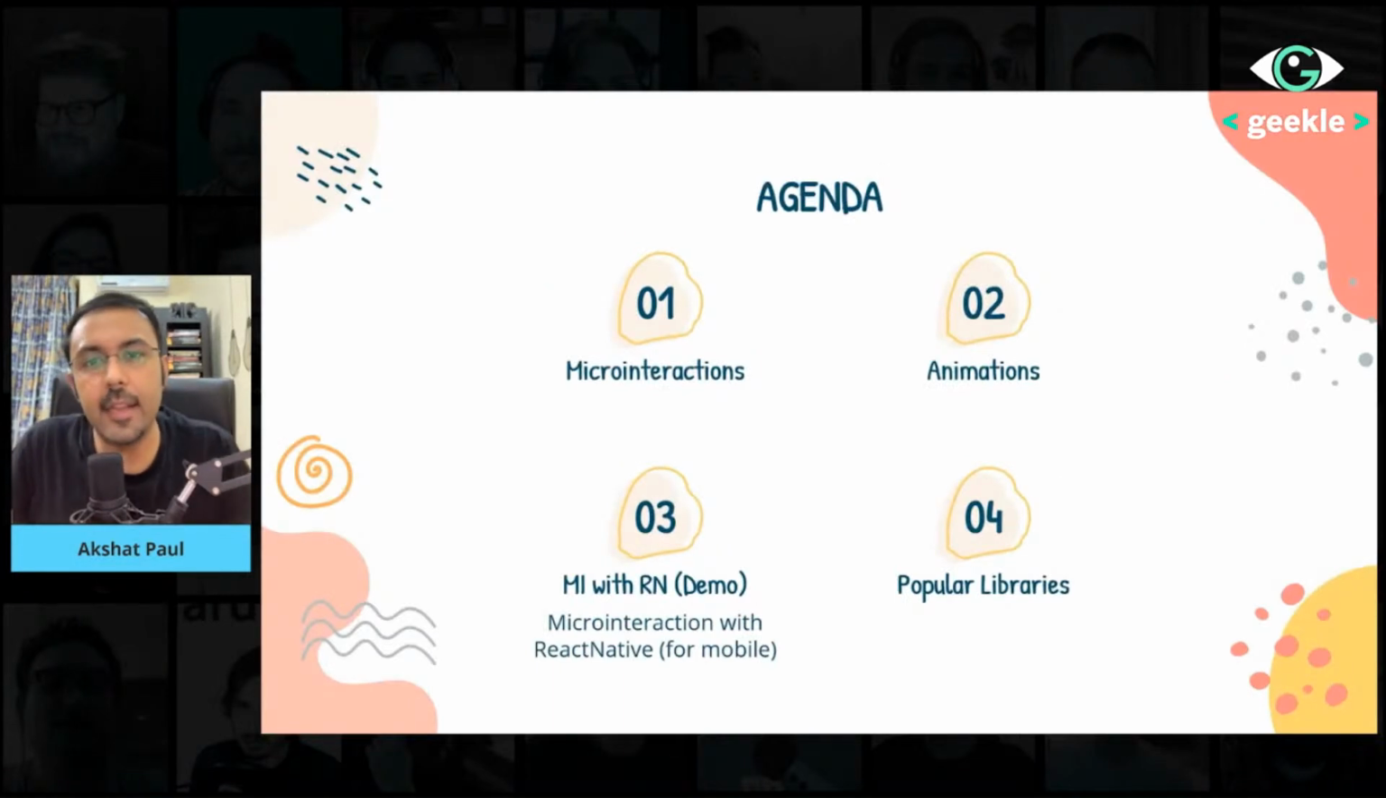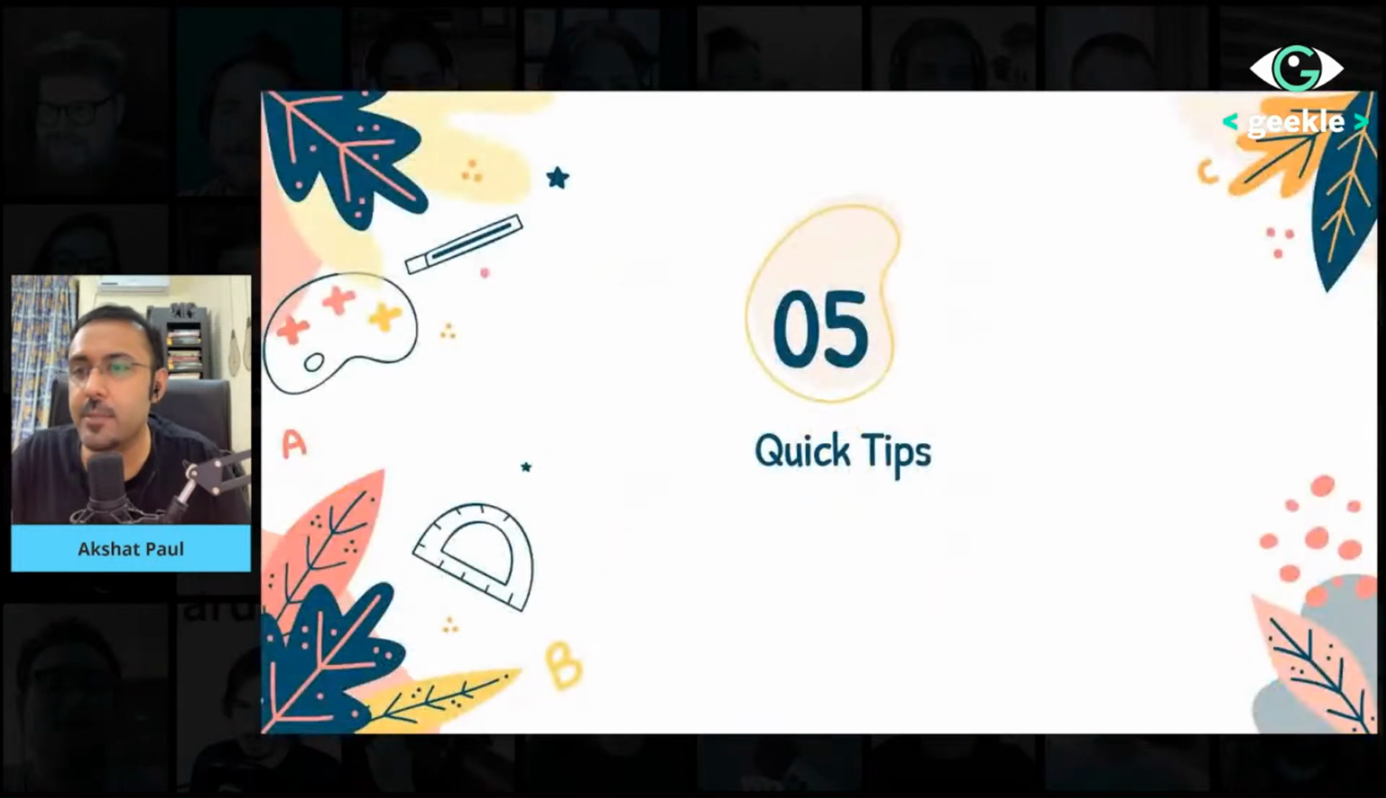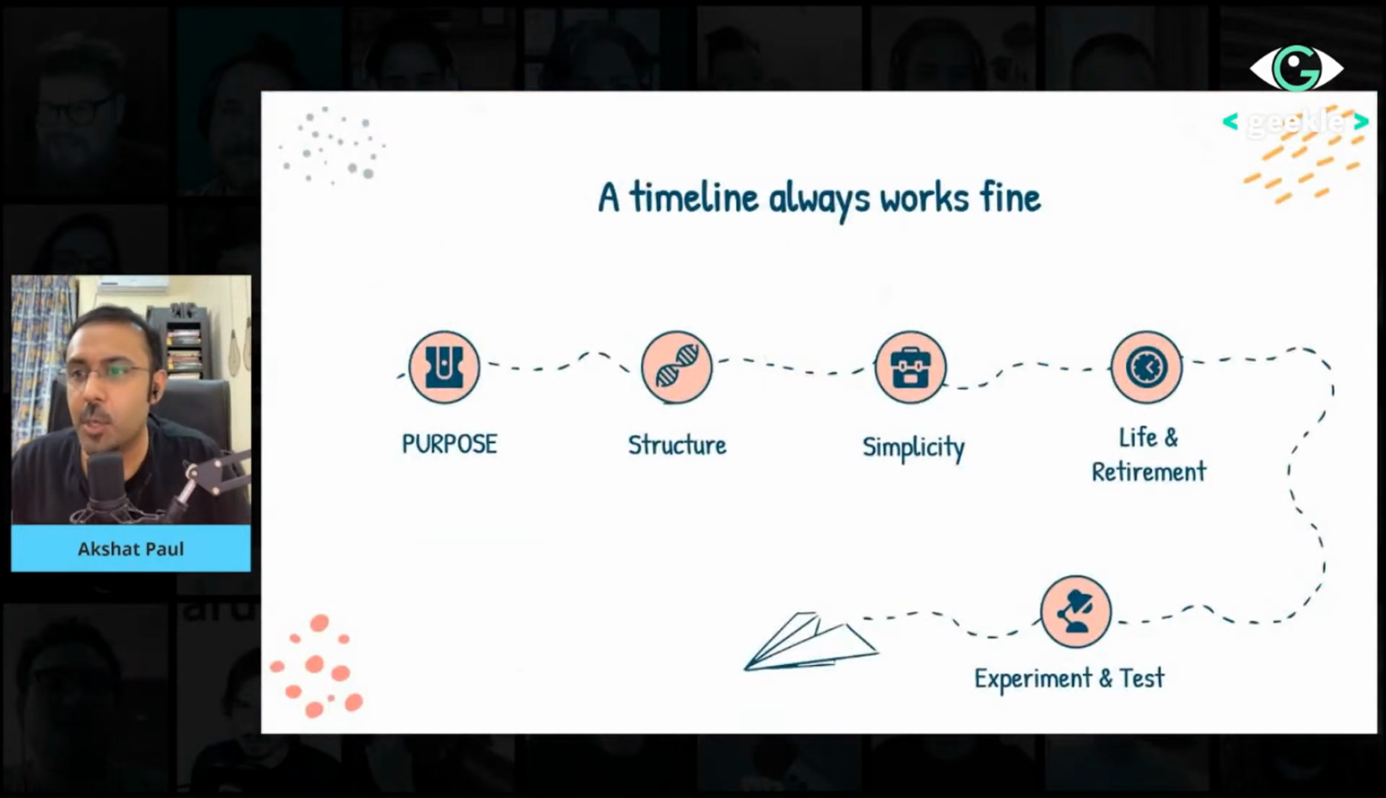Cool. So now we are at the end of our agenda. We have completed all 4 sections of our talk. But I thought I'll also delight my audience today by adding one additional part to my talk, which is quick tips which you can use, which I have been following for some time. So the final thing in this talk is quick tips on micro interactions. I have split it up into 5 parts, which is purpose, structure, simplicity, life and retirement, experiment, and test.